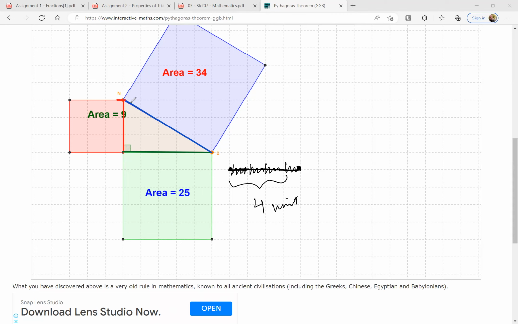So the length of this side is how much? 3 units. What is the length of the green side? 5. 5 units. Very good. What is the length of the, okay, now you won't be able to measure the length of the blue side because it's diagonal. So you can't measure that.